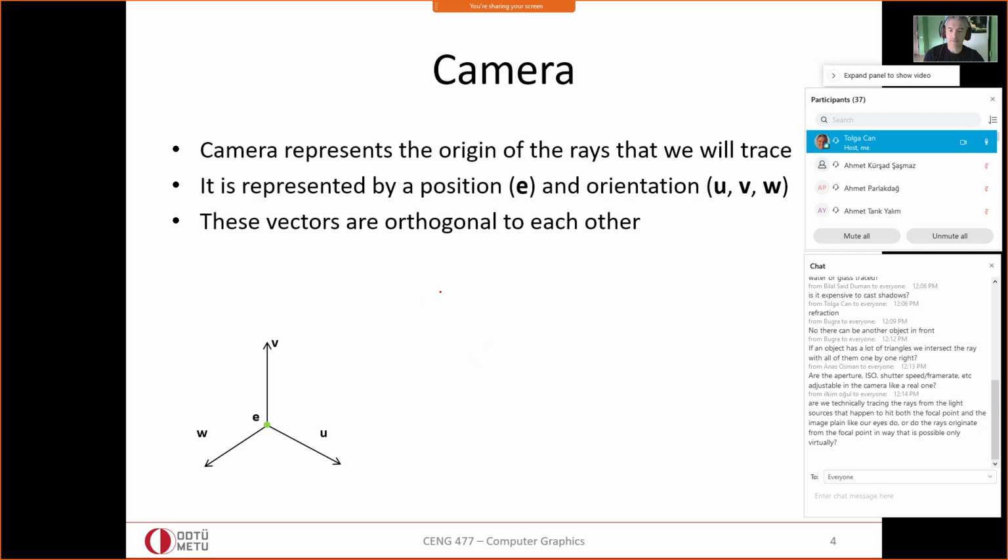Okay, so here's the camera. Let's call this not the camera, because the camera is a box containing the image plane also. So this is the focal point. We are going to represent the focal point with a position, basically a vector E. E is a vector that shows the position of the focal point of the camera in the world coordinate system.